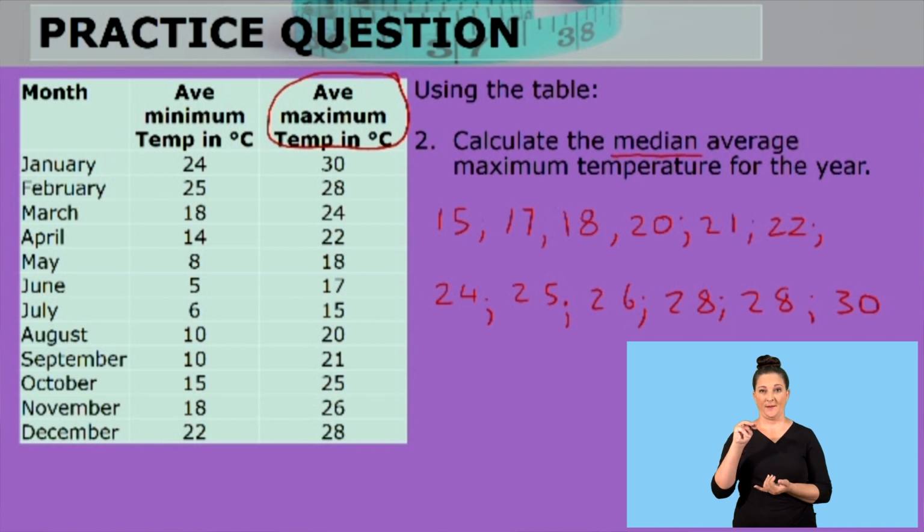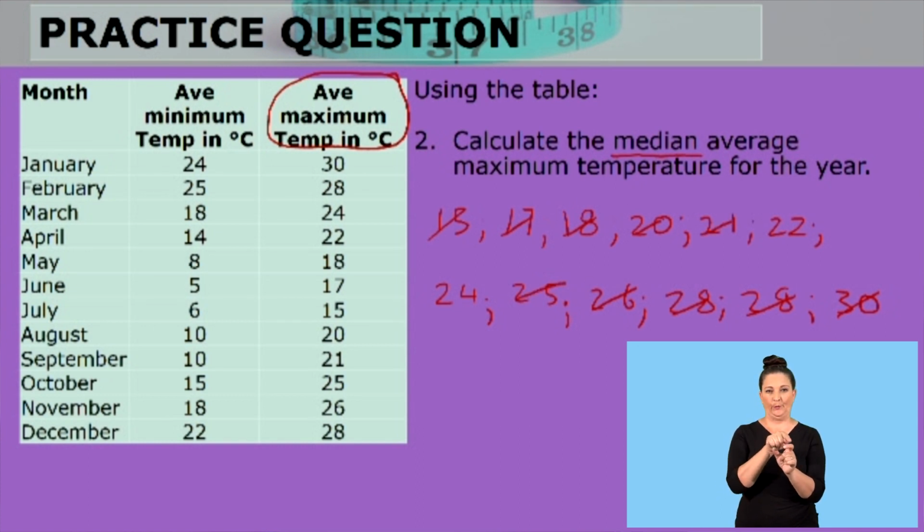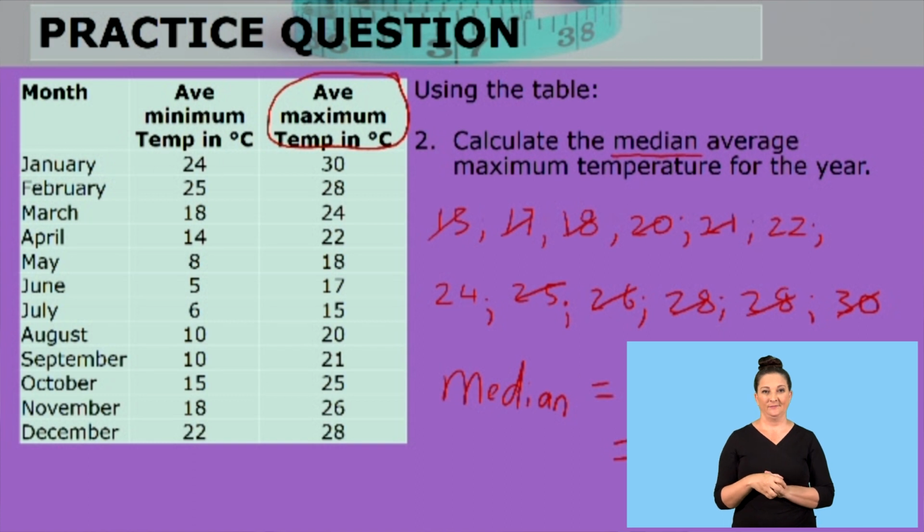All right, let's find the median. So we scratch that one, and that one, and this one, and that one, and we keep working our way inwards. So here, the median lies between those two numbers. So my median equals 22 plus 24 divided by 2. And here my answer is 23. Right, let's carry on.